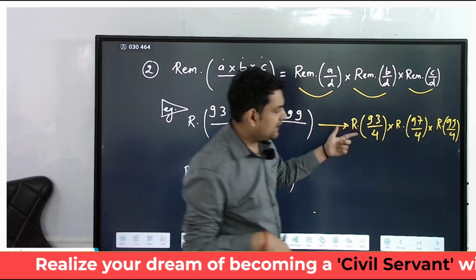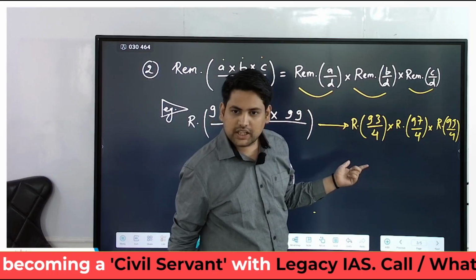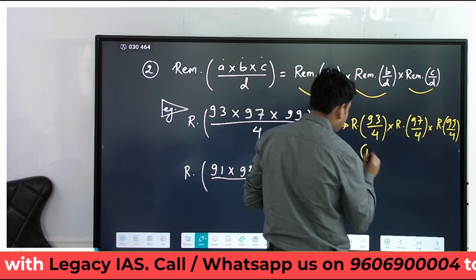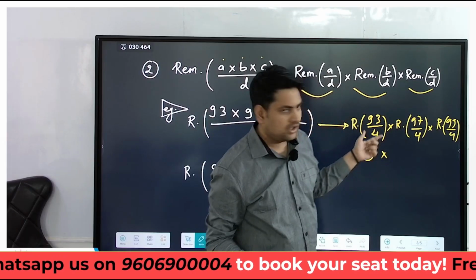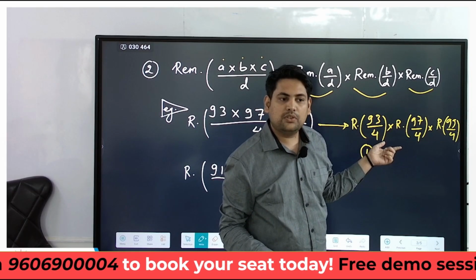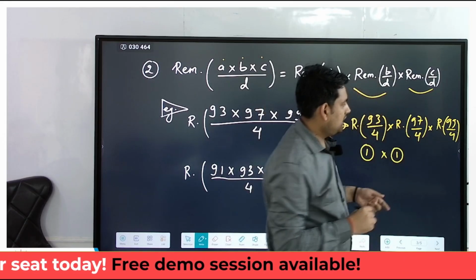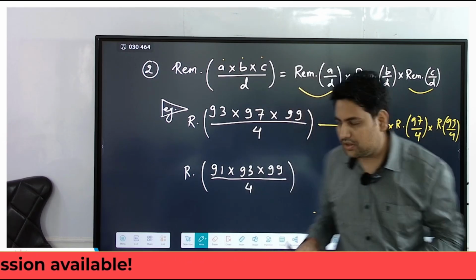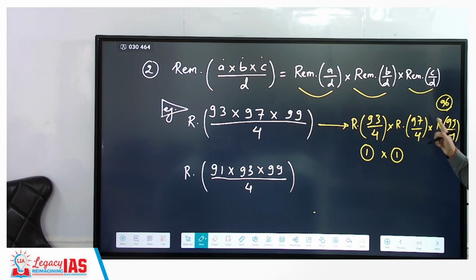So 93 divided by 4. If you know the nearest multiple of 4, here for 93 it would be 92. Correct? 92. So the remainder would be simply 1. Now 97 divided by 4. The next multiple of 4 would be 96. So the remainder will be 1 again. Then 99 divided by 4. What is the nearest multiple of 4? Again 96 only, not 98. 96 is a multiple of 4. So the remainder here will be 3.